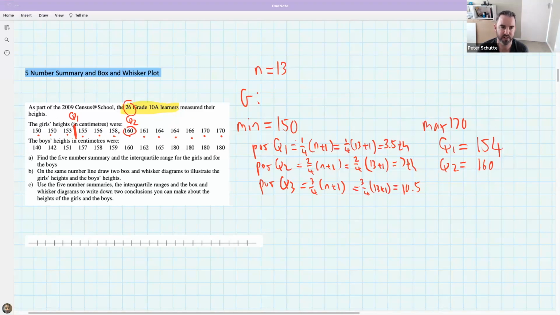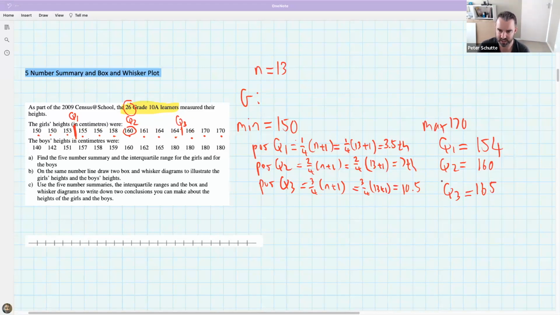So 10.5, so I go 2, 3, 6, 10, and now 11. So I've got to go halfway between these. And because I'm doing quartiles, you have to average between the two. And so Q3 should be 165.